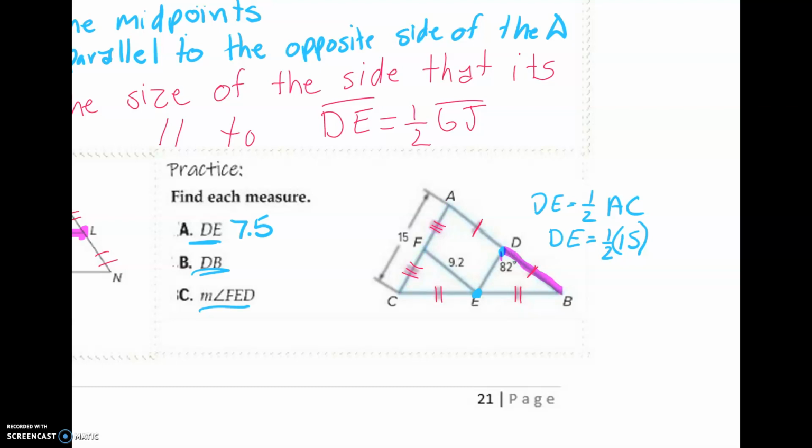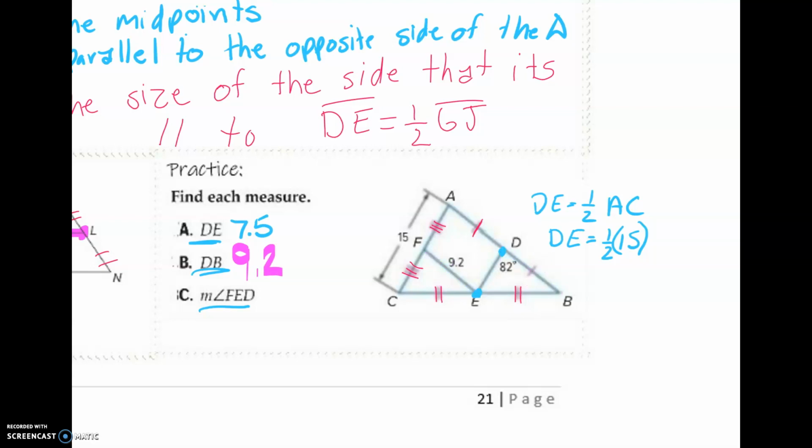Let's look at DB. Here's DB. AB relates to FE because they are parallel, and that's a mid-segment. So FE is half the size of this entire thing. Well, if it's half the size of the entire thing, don't we agree that it would be the same size as what we're looking for, DB? So then DB is going to be 9.2.